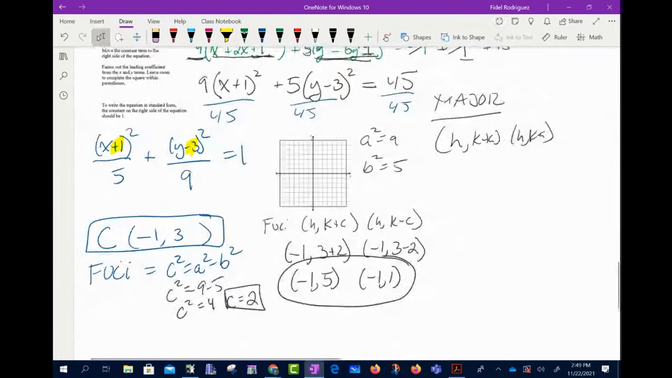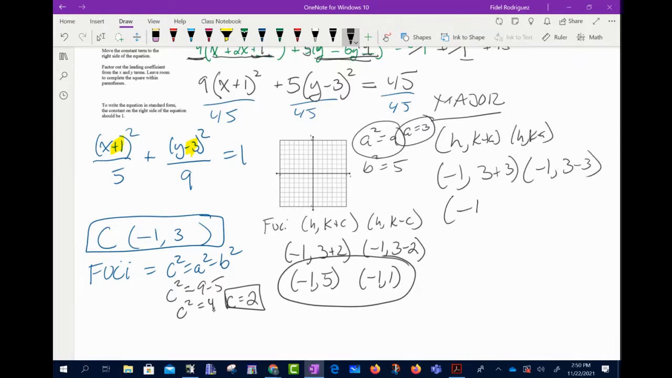We already know that our h is -1, and k was the number 3. If a squared is 9, y'all agree that a is 3? So plus 3 and 3 minus 3, so this is (-1, 6) and (-1, 0). So we got the vertices of our major axis right there.